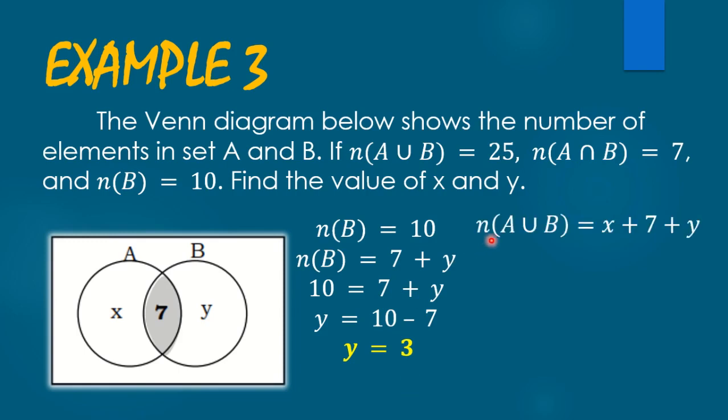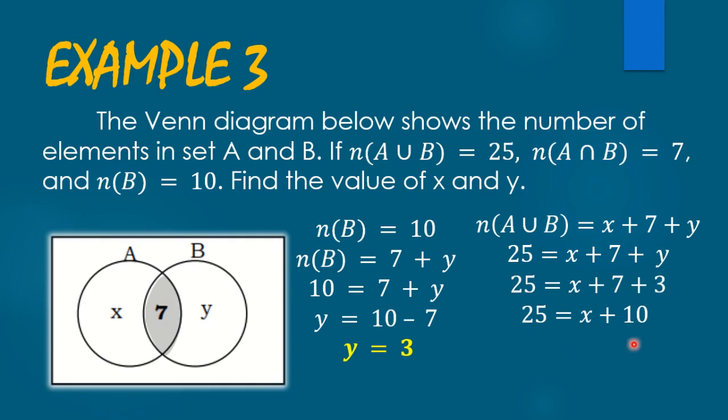And then we have the number of elements of A union B as given will be equal to X plus 7 plus Y. Since we're going to combine this, you will have X plus 7 plus Y. And by substitution, the number of elements of A union B is 25. We'll have 25 is equal to X plus 7 plus Y. And we have solved a while ago that Y is equal to 3. So we substitute the value of Y, that is 3. So we have 25 is equal to X plus 7 plus 3. 7 plus 3 now is equal to 10.